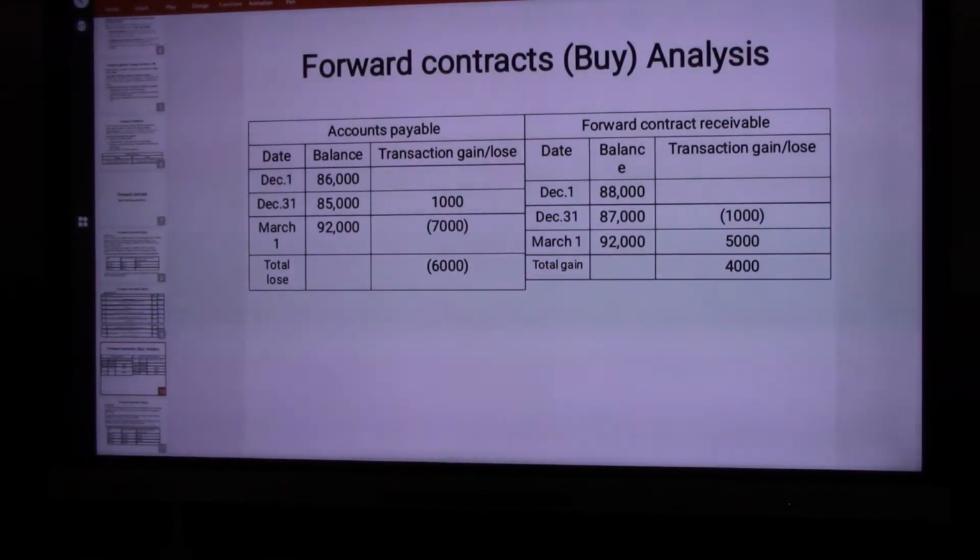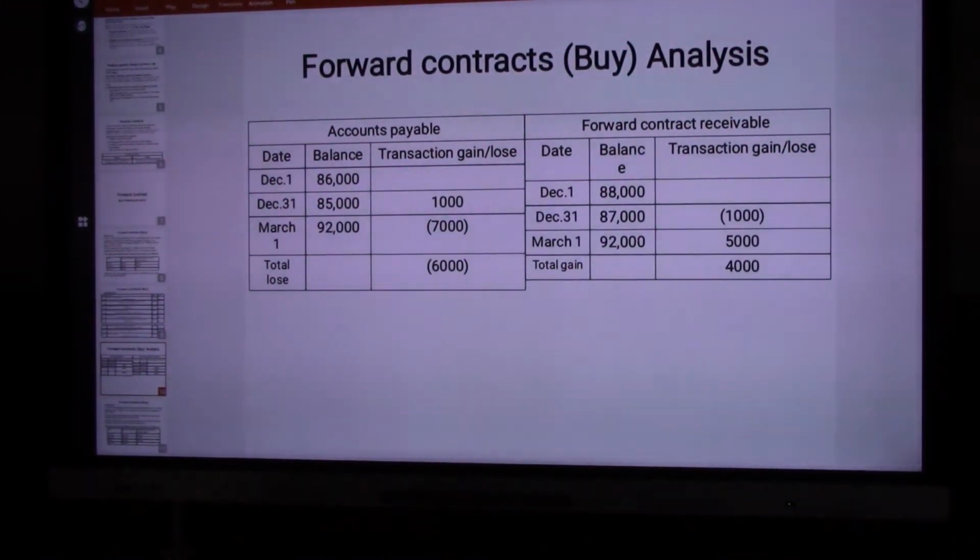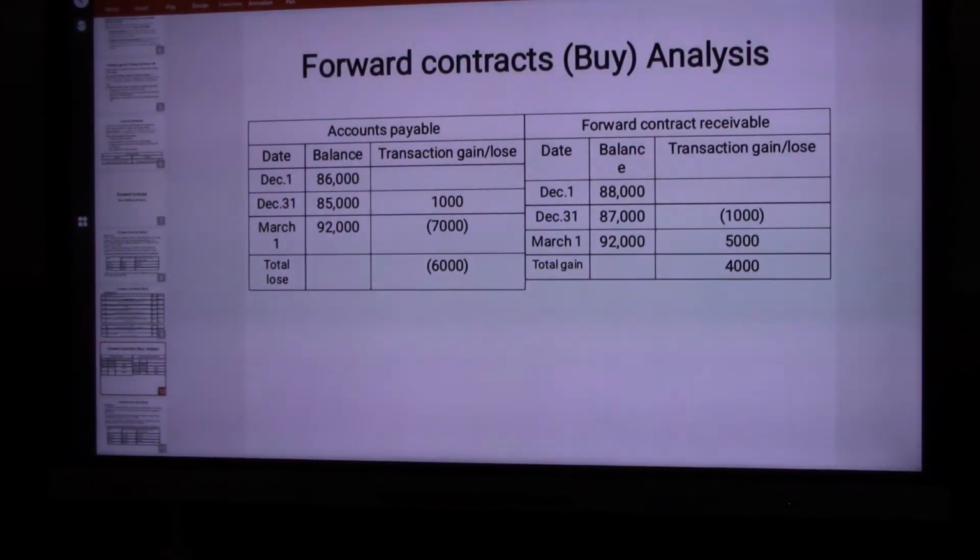then the rate increased to 92 so the firm receivable achieved a gain of 5,000 the difference between them will be 4,000 وبالتالي الفيرم when she used the forward contract she protected herself and hedged herself against foreign currency exchange risk and achieve a gain of 4,000. سهل الكلام ولا لا؟ طب عشان تعرف انت ماشي صح ولا لا.